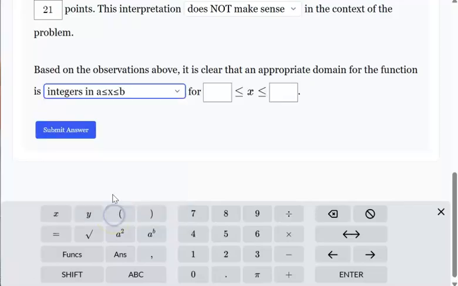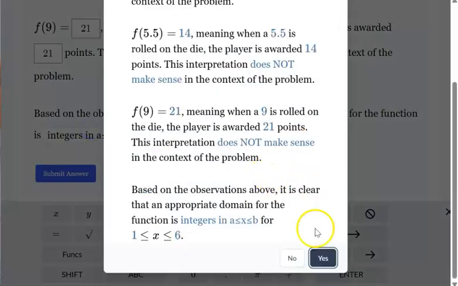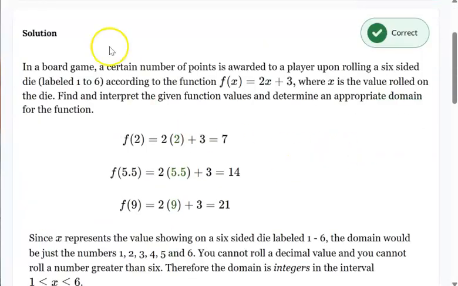So I'm going to need to pick integers within a very specific range. Notice the less than or equal to is there because it is allowed to be these values. So the lowest value that x could take on is a 1, and the highest value it can take on is a 6. So that means that 1 is less than or equal to x, which is less than or equal to 6. Essentially, x is between 1 and 6, and it is an integer, and then we'll submit our answer, and we got it correct.